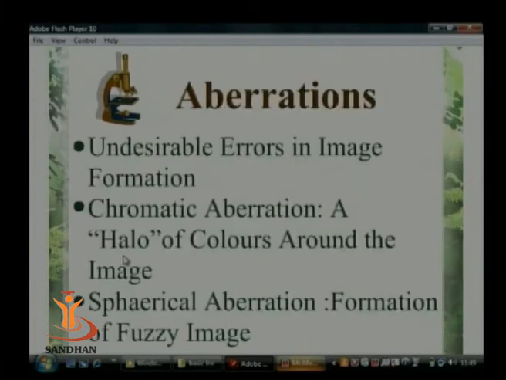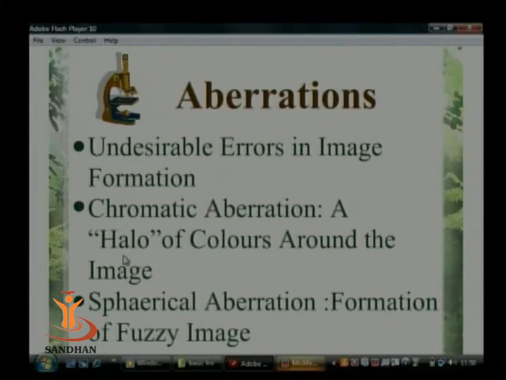At the moment, we come to the aberrations when we are making use of a light microscope. Aberrations are the undesirable errors in image formation. Whenever we make use of the microscope, we always expect it to develop a totally 100% perfect image of the object under observation. But there are certain limitations which fall within the laws of physics, and a microscope may have several aberrations, of which we are going to talk about only two: the chromatic aberration, where a halo of colors appears surrounding the image produced by the light microscope, and the spherical aberration, where a fuzzy image develops.